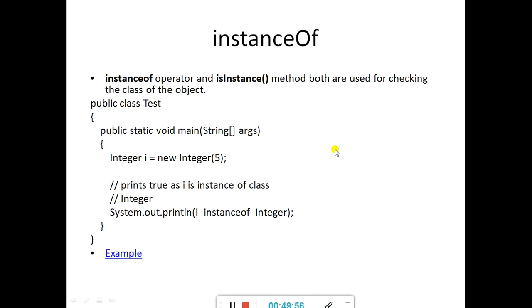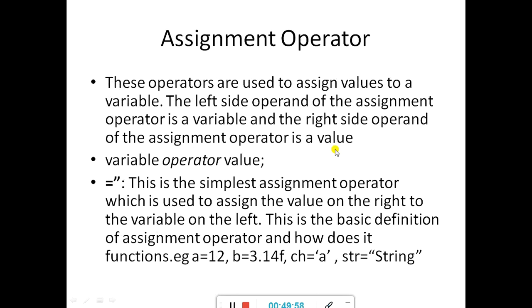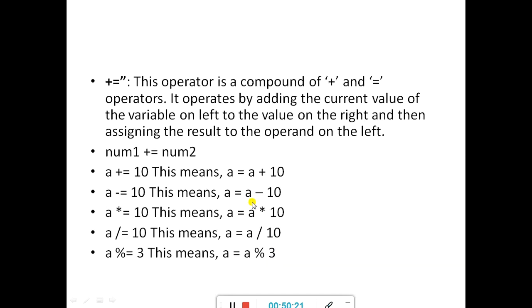Now the assignment operators. I hope this is our last topic. Yeah. The assignment operators are nothing but the operators which assign a value to a variable. It is nothing but an equal to. So here you can see a equal to 12, b equal to ch. This value is getting assigned to the variable on the left hand side of the equal to operator.